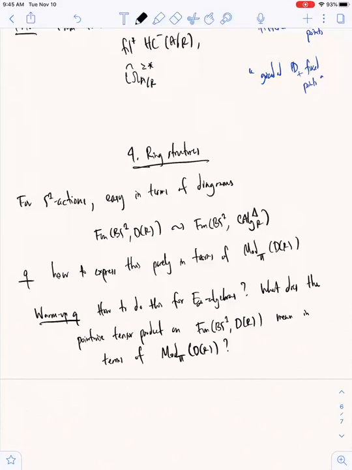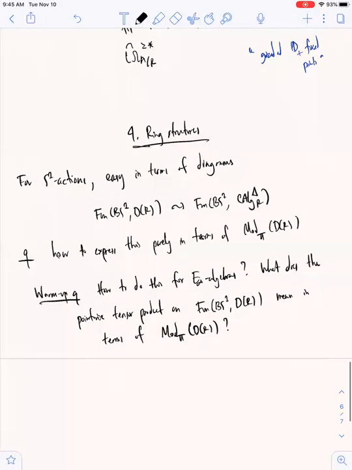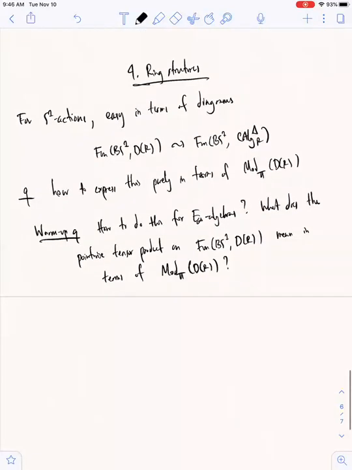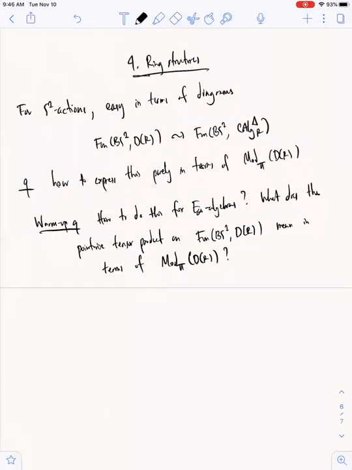E-infinity algebras are commutative algebras for this symmetric monoidal structure, this tensor product of representations. But I want to understand what that means in terms of modules over the group ring. How do I get that symmetric monoidal structure on modules over the group ring? The answer, if you've thought about group rings before, might be familiar.